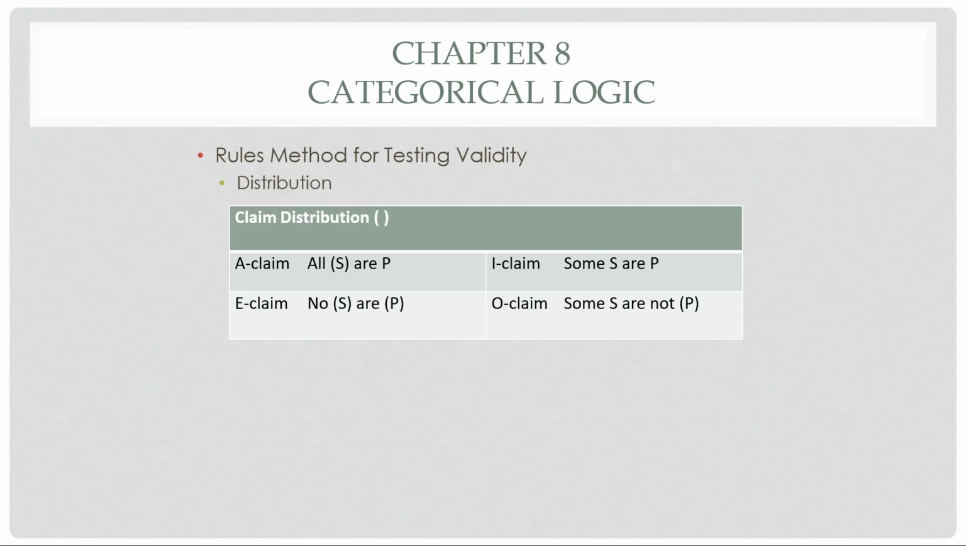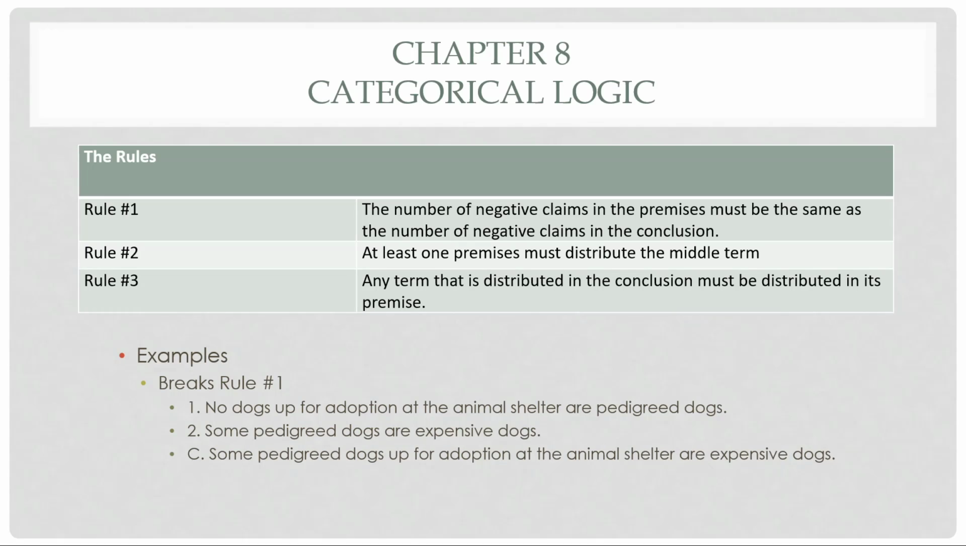So now to the rules. There are three rules in the rules method, and in order for an argument to be valid, each of the rules must be successfully passed. Breaking any one of the rules makes an argument invalid. So it has to follow all three to be valid, and if it breaks any number of them, 1, 2, or 3, it's invalid. All it takes is 1.